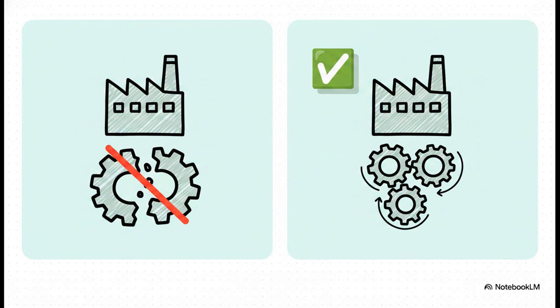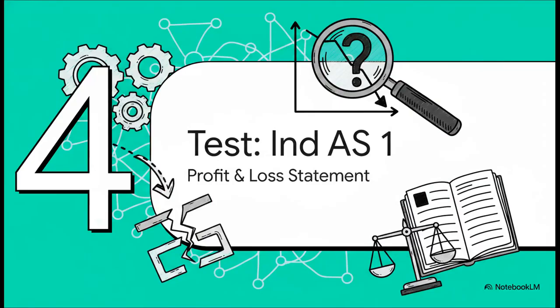I mean, wow, this is a fundamental, textbook misapplication of the standard. But the investigation doesn't stop there, because an error in one place almost always bleeds into another. So let's hit Section 4, Testing against Ind AS 1, specifically looking at the statement of profit and loss.